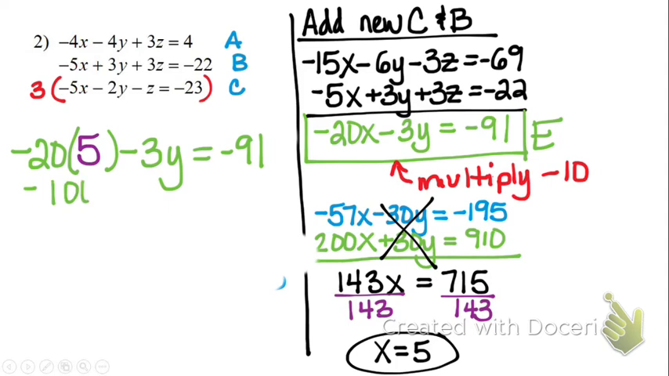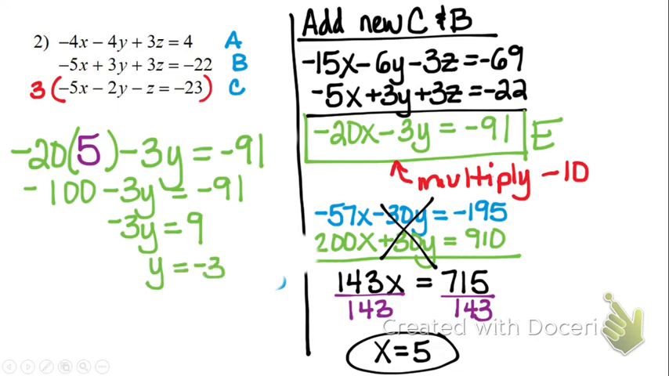So negative 100 minus 3y equals negative 91. Add 100. And you should get y equals negative 3. Who got y equals negative 3? All right, now your last step is to find z. We got to go back to A, B, or C, and we'll be done. Which one do we want to use to find z, A, B, or C?